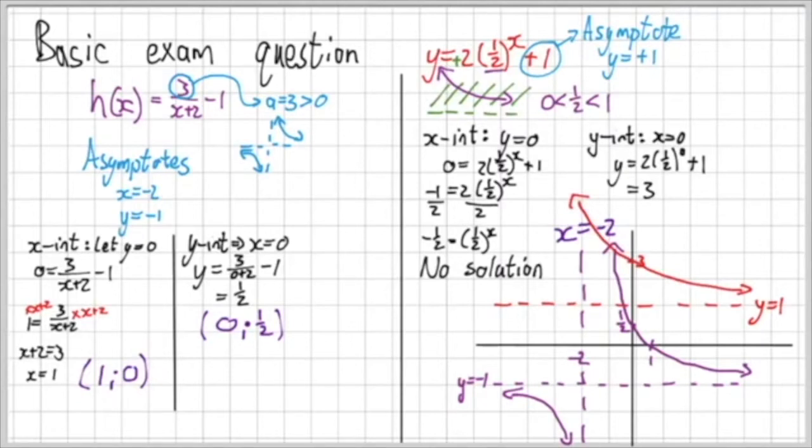And that's why there are no x-intercepts. Interesting how maths comes together, from having a no solution to having no intercepts in the graph. I love maths, guys. I love it.